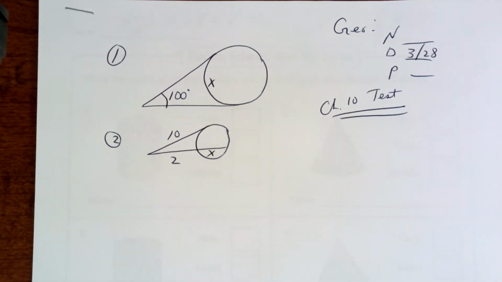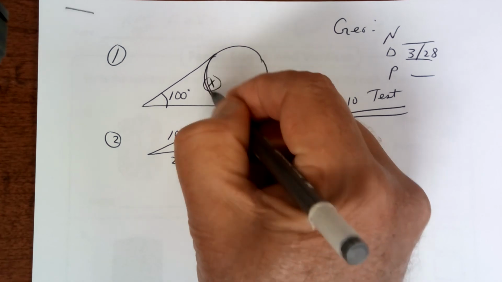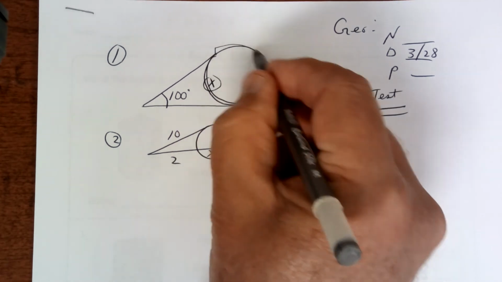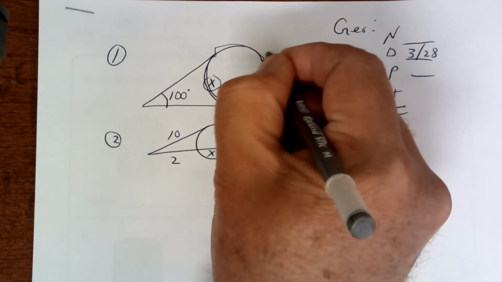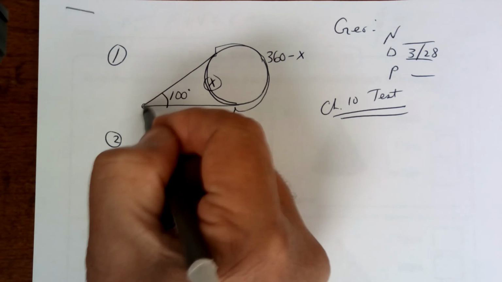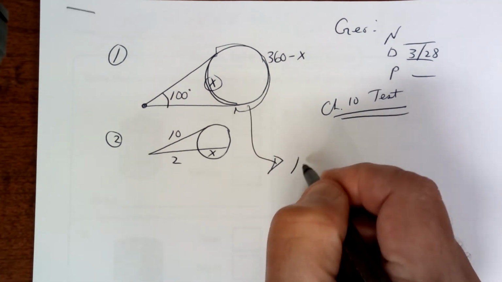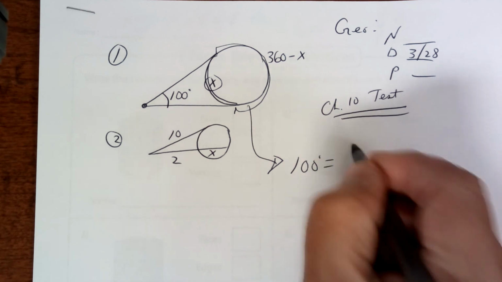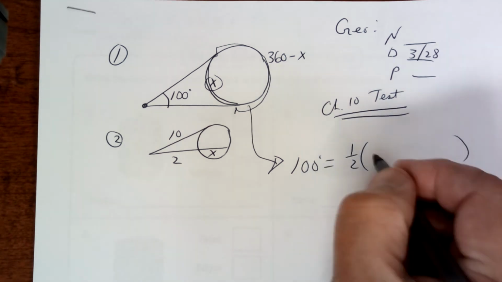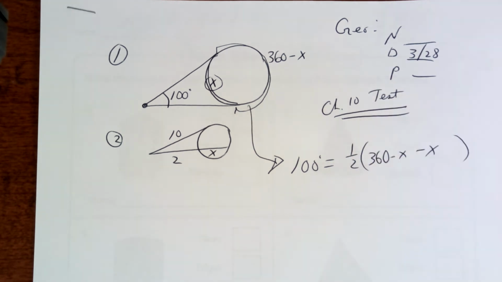All right, so let's take a look here. This one right here, the whole circle is 360. So if this arc right here is x, then this one from here to here would be 360 minus x. And the formula is the vertex is on the outside, and since it's on the outside, the angle, which is 100 degrees, is equal to half of the big arc, which is 360 minus x, minus the little arc, which is x. And there's the setup right there.